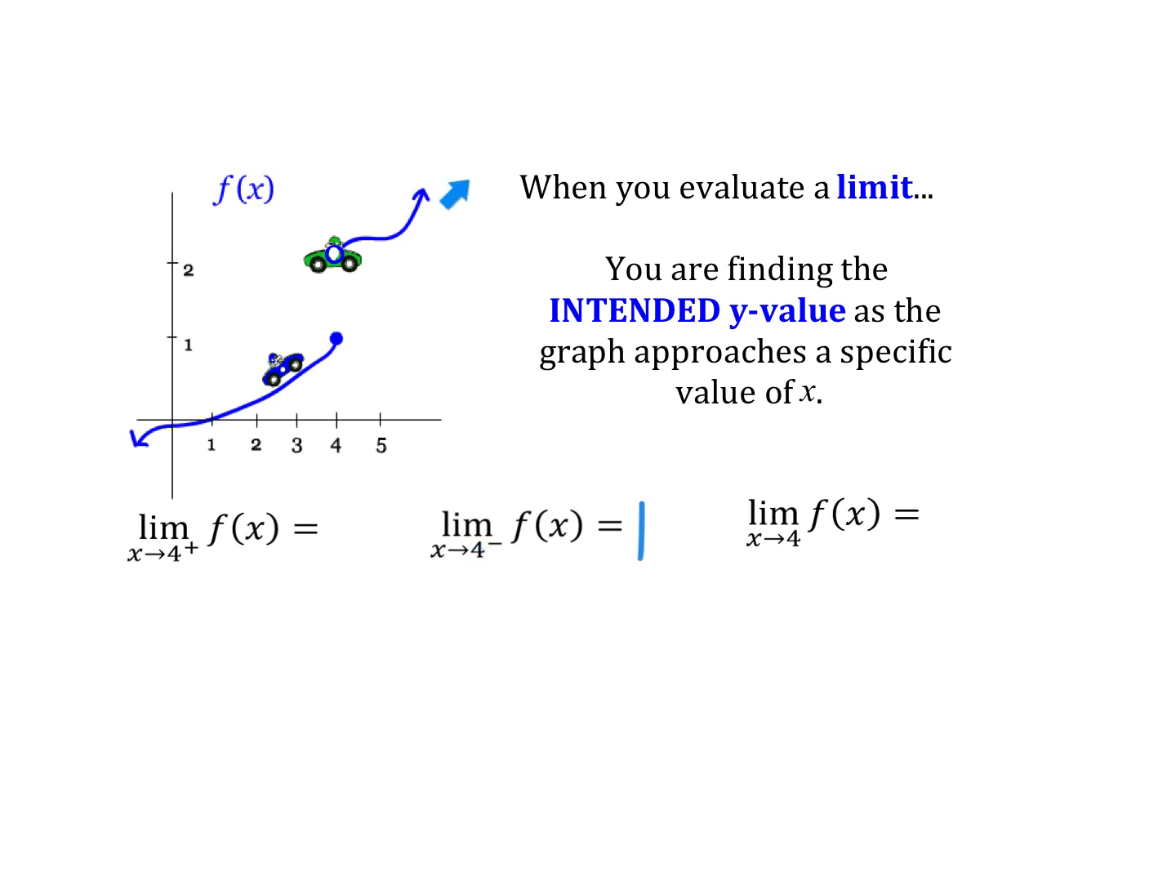If I approach an x value of 4, so I'm getting closer and closer to 4, from the right side, this little green car approaches a y value of 2. Clearly, those destinations are different. They are not approaching the same value. So this overall limit does not exist. So the limit does not exist. Hashtag mean girls.